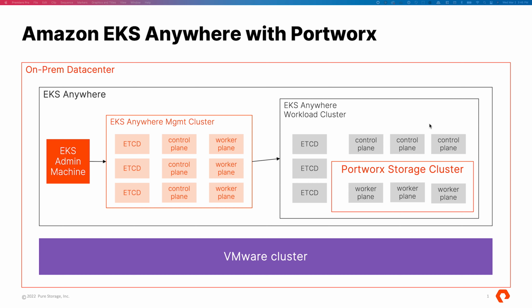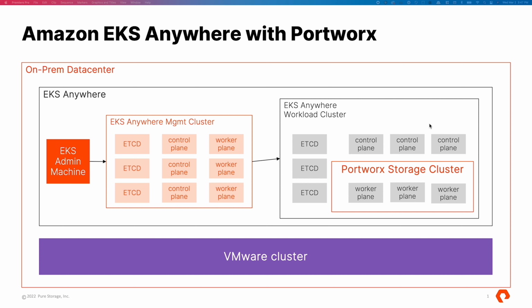In this demo, we look at how you can deploy Amazon EKS Anywhere clusters on your VMware vSphere environments inside your own data center and still get the same level of consistency at the Kubernetes storage layer that you get in AWS Cloud when you're using EKS.